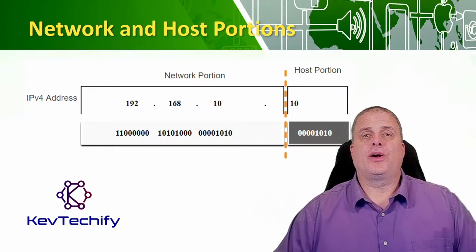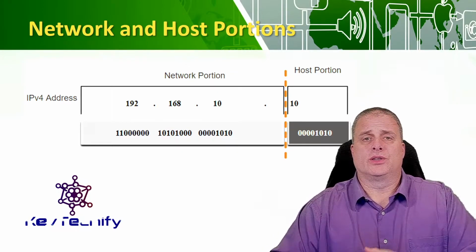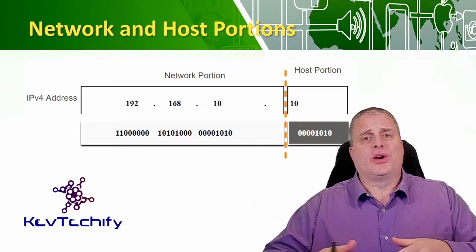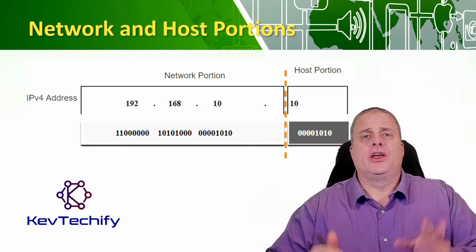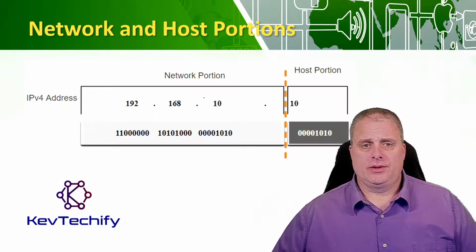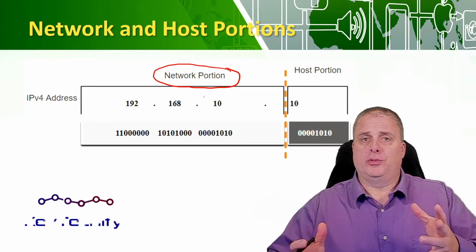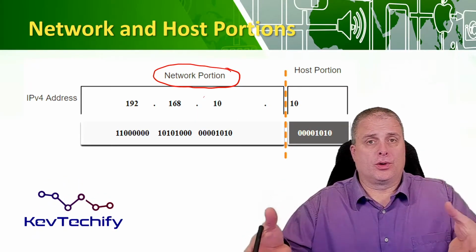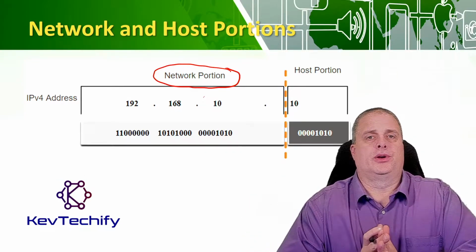An IPv4 address is 32 bits long. That's a string of 32 ones and zeros that identifies the computer on our network. Now, as we look at this IPv4 address, there are two parts to this. The first part is the network portion. That identifies the grouping of computers. This grouping could be in a room, could be a floor in a building, it could be the entire building, but it's some grouping of computers.